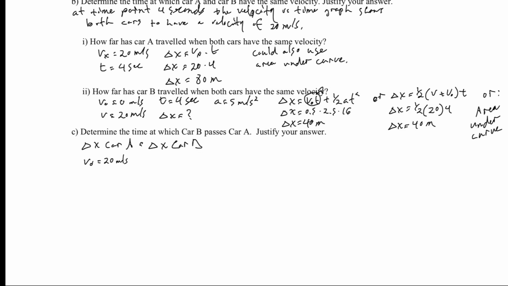So if we say the displacement for car A has to be equal to the displacement of car B, for car A we know the initial velocity is 20, the acceleration is 0, final velocity is 20. Time is what we don't know because that's what we're looking for, the when. For car B, we know that the initial velocity is 0. The acceleration is 5 meters per second squared. Time, we don't know, that's what we're looking for. And the time for each of them is the same.